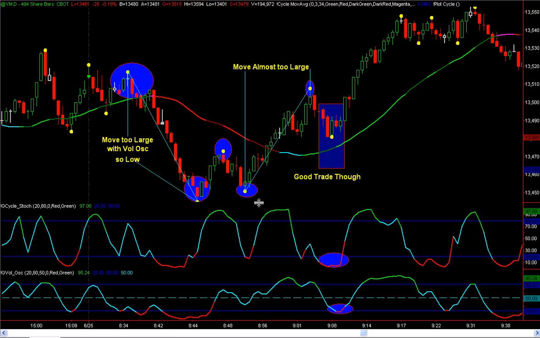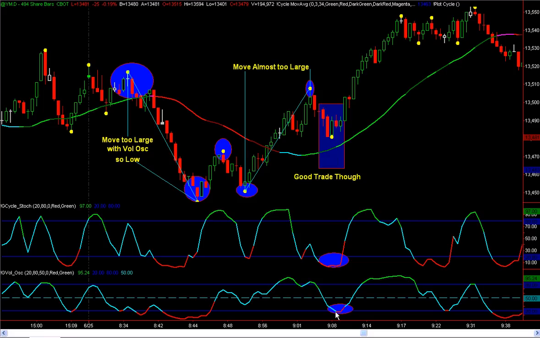This move was almost too large, but we have a good uptrend in the moving average. We have a pullback. If you notice, there's not too many bars in the pullback. We do have a good signal coming from our G-cycle stochastics. The only thing that makes this trade not perfect, but a good trade, was the G volume oscillator did give us a signal, but it had actually penetrated the 20 mark. You do not have to have a signal that always is way above the 20 mark, but the better signals were the ones like the ones I showed before.